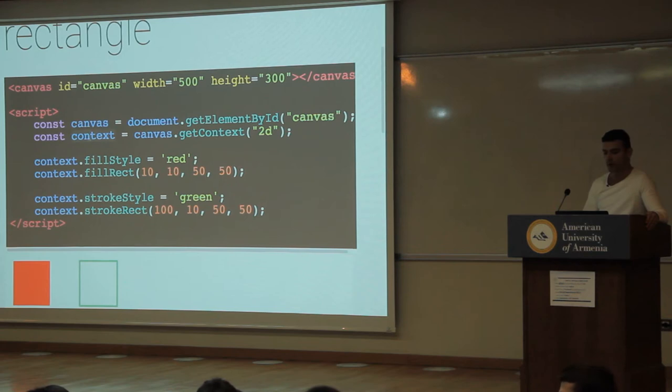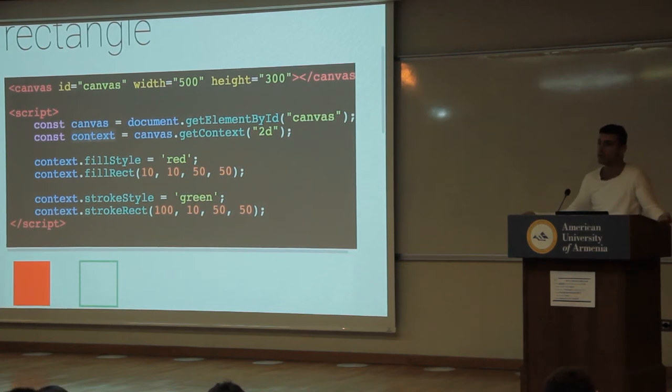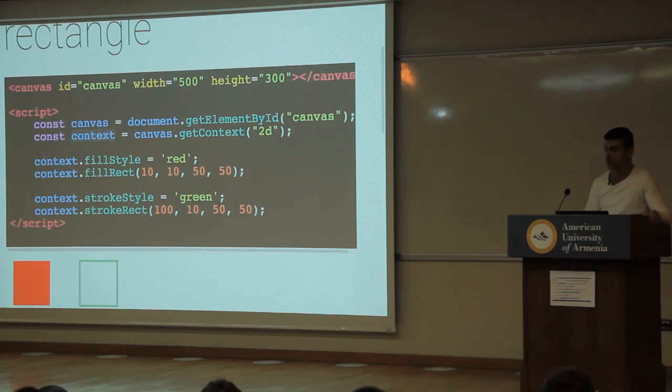Okay, so we have this context that has attached to it all the functions that we need to draw things in two dimensions. One such function is called fillRect. What do you think fillRect does? It draws a rectangle. Where does it draw the rectangle? The canvas from which we got the context.